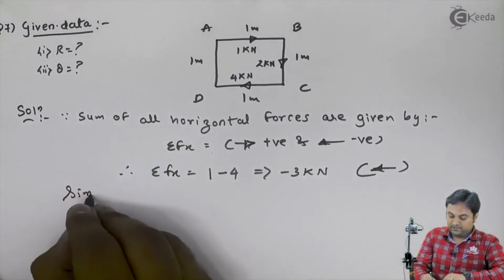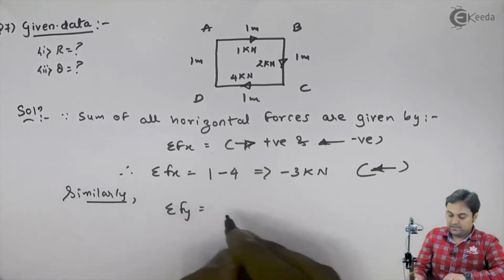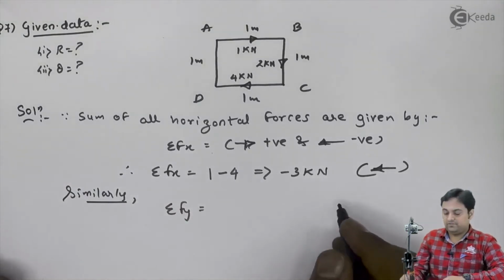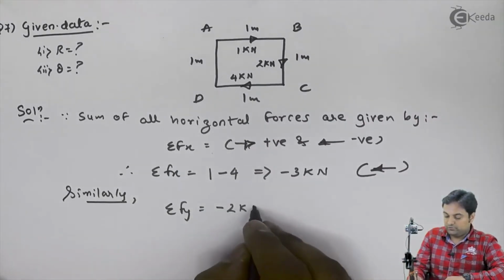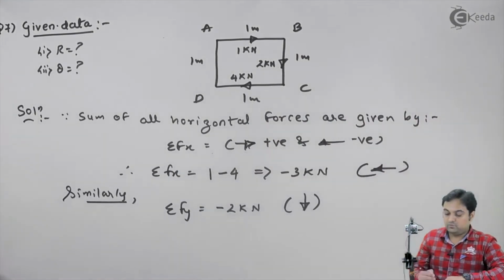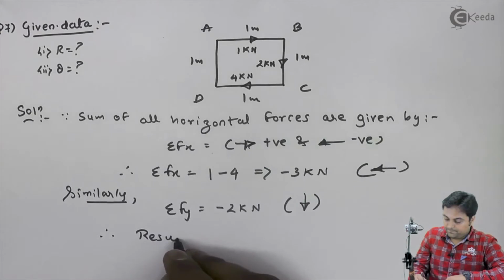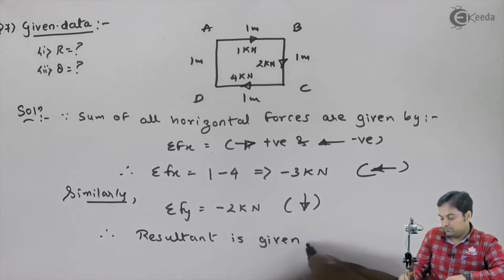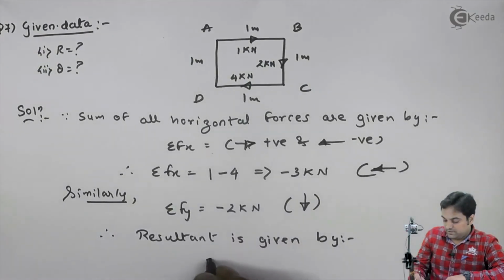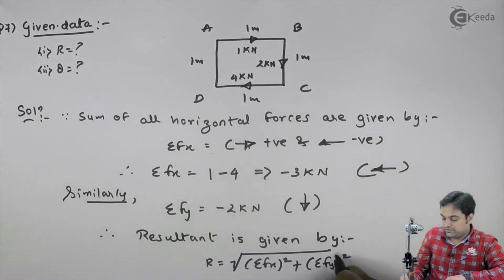Similarly, I can write down the sum of all vertical forces, summation Fy, with upward forces positive and downward forces negative. I have a single downward force here which is 2 kilonewton. So minus 2 kilonewton is summation Fy, downward. Therefore, the resultant is given by capital R is equal to square root of summation Fx whole square plus summation Fy whole square.